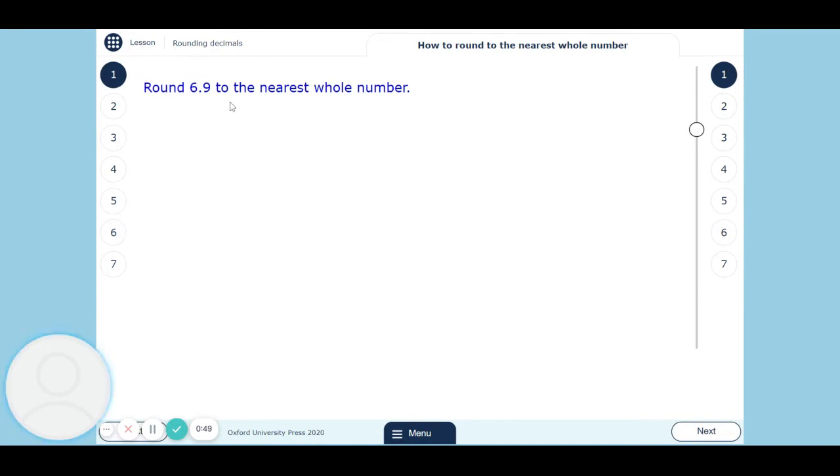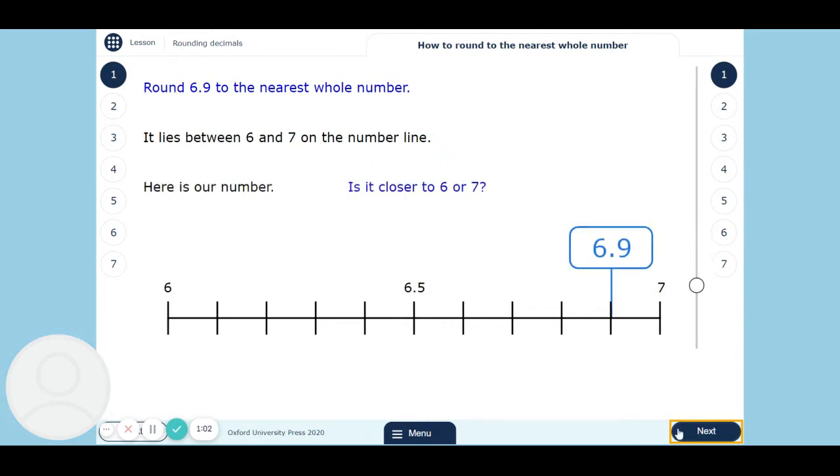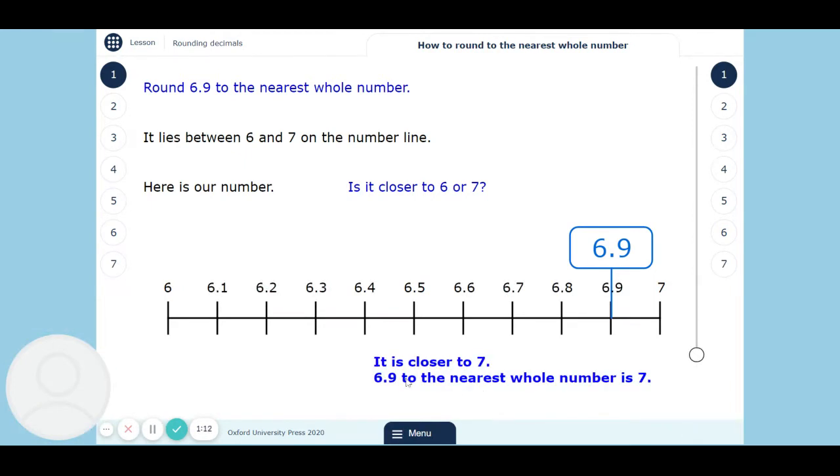So round 6.9 to the nearest whole number. Okay, so it's between 6 and 7 on the number line. There's 6, there's 7. And there's 6.5, which is halfway. And if we put 6.9 on, then we can see, here it is, it's much closer to that 7 than the 6. So it's much closer to 7. Even though it starts with 6, it's much closer to the 7.